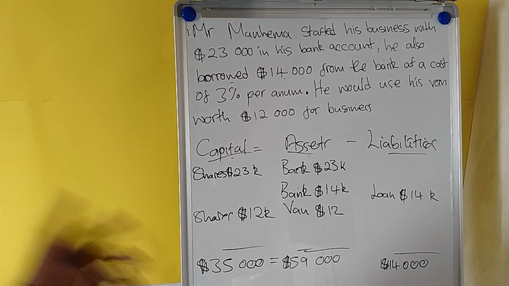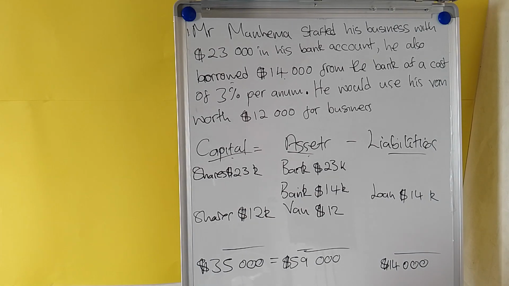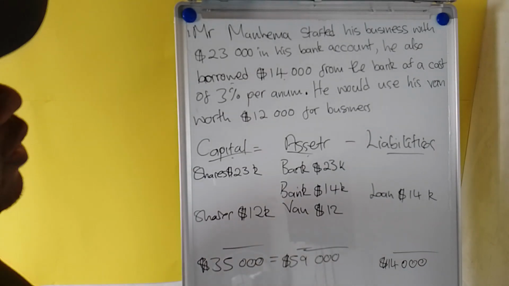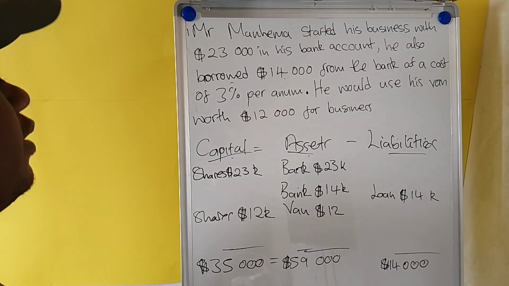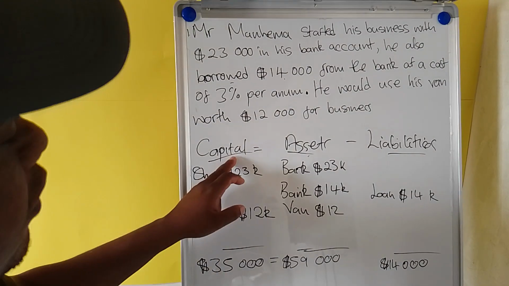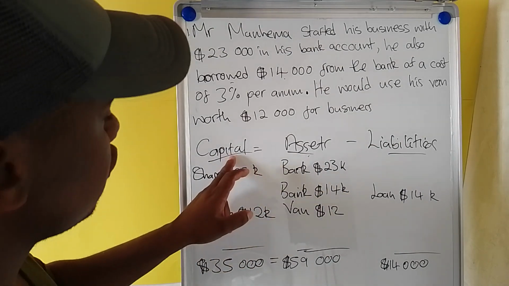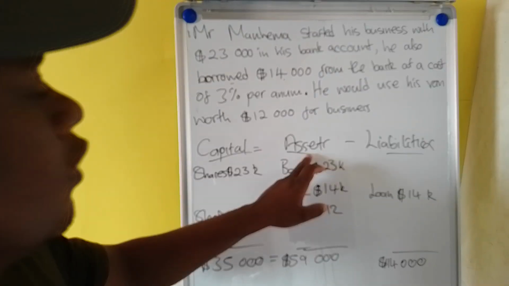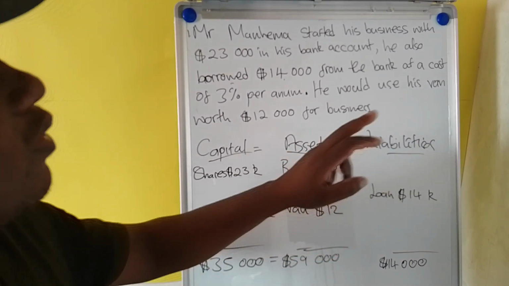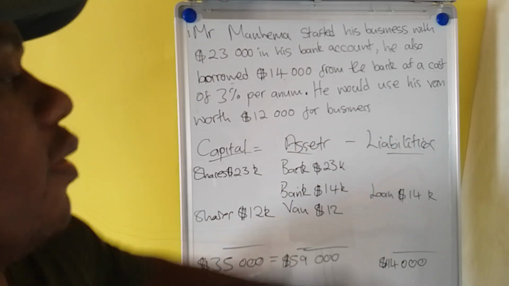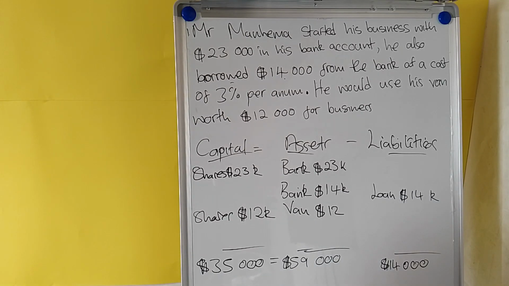Remember, the accounting equation is the backbone of accounting. The accounting equation captures everything that happens in accounting. In accounting, everything either has a debit or a credit balance. So we are saying your capital, the money that you use to start the business, is equal to assets minus liabilities. Assets, what the business owns, deducted by what the business owes to others. So that is the accounting equation for you.